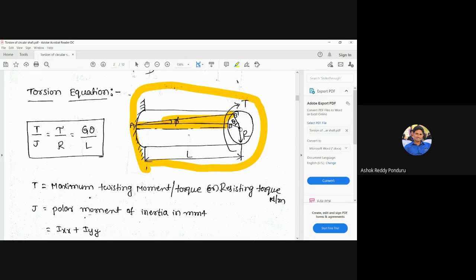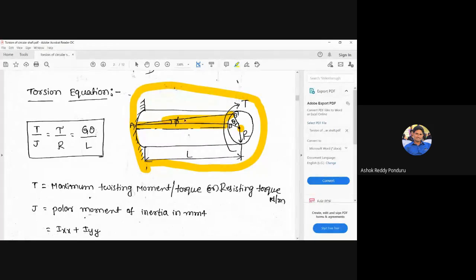And next, this is the center of the shaft. From the center of the shaft, we can draw one line to B and another line to B dash. These two lines make some angle, which is called the angle of twist. That is the angle of twist, it is not the shear strain.